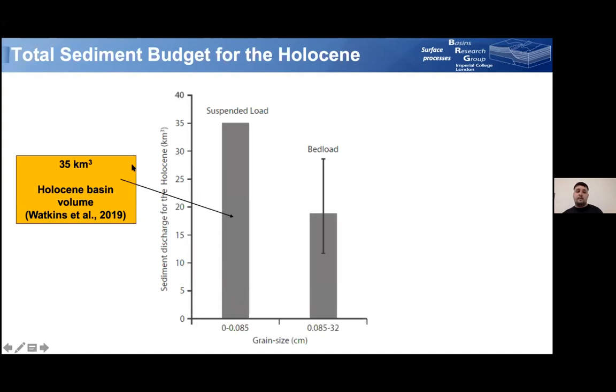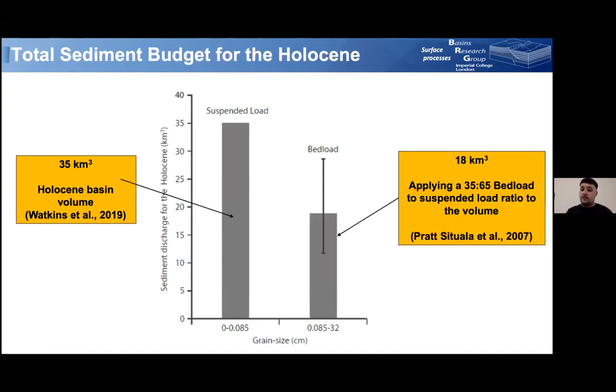Now, what I found from the first paper is that the Holocene basin volume, this is core constrained, is 35 kilometers cubed. To estimate the bed load, all I did was take a typical ratio of 35 to 65 bed load to suspended load. So I took the 35, applied that ratio, and I got 18 kilometers cubed. I took this ratio because it's based off real data, and I've given error bars based on the possibility of 25 to 75 and 45 to 55. So there's quite big error bars, but it's obviously going to be smaller.